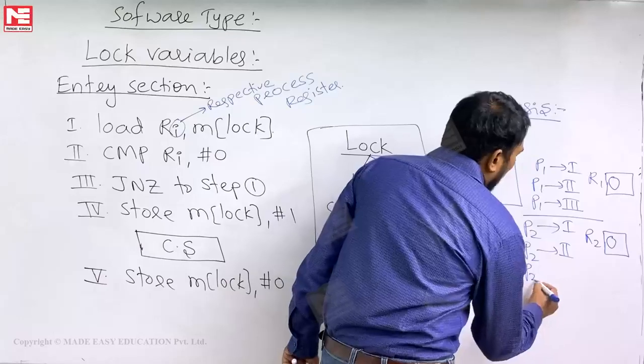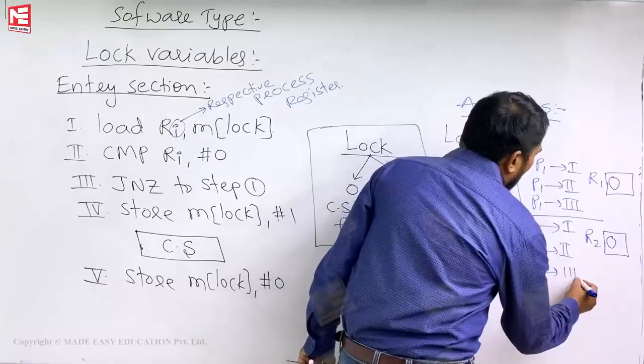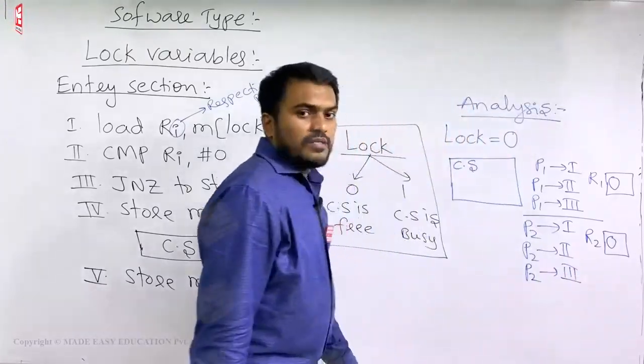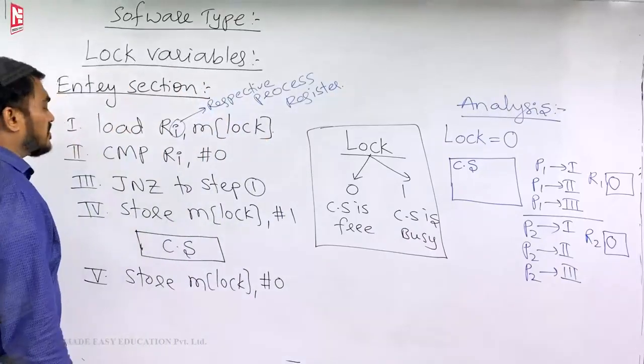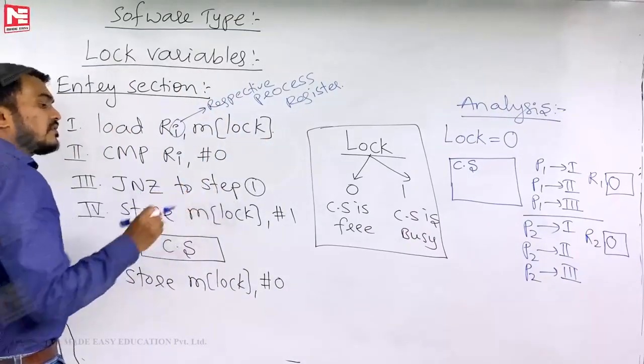And next, now process P2 is executing the third instruction. Tell me what is the third instruction? Jump if it is non-zero to step 1.